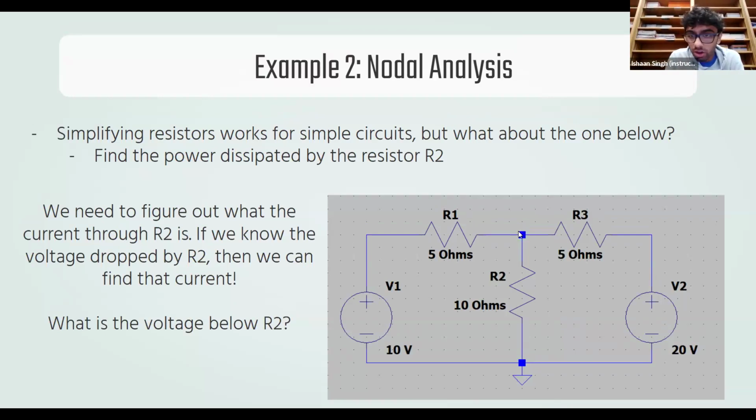Okay? So if we can find the voltage above R2, then we know the voltage dropped by R2, then we can easily find the current, right? So that's our task. We need to find the voltage at that point. We call it a node, the node above R2. Okay? Well, what is that voltage? Can someone tell me? What is the voltage above R2?